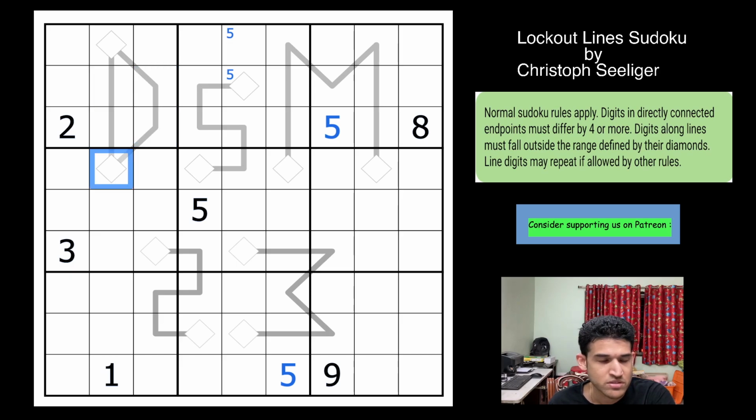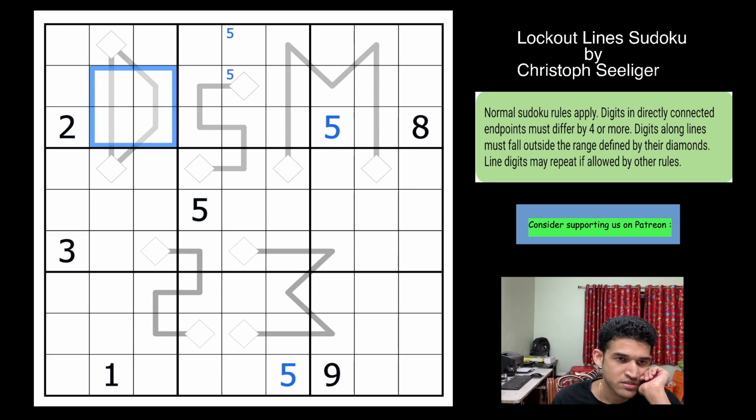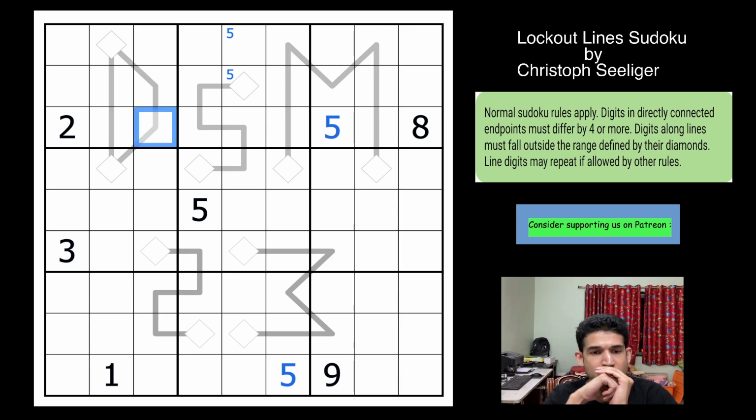Do I write all the possibilities here? So let's say we have 1, 3, 4, 6 here. That I don't think is going to work. Lockout lines, finding the start is always difficult. You can see there are very few givens here, and it's not so easy to figure out the start.